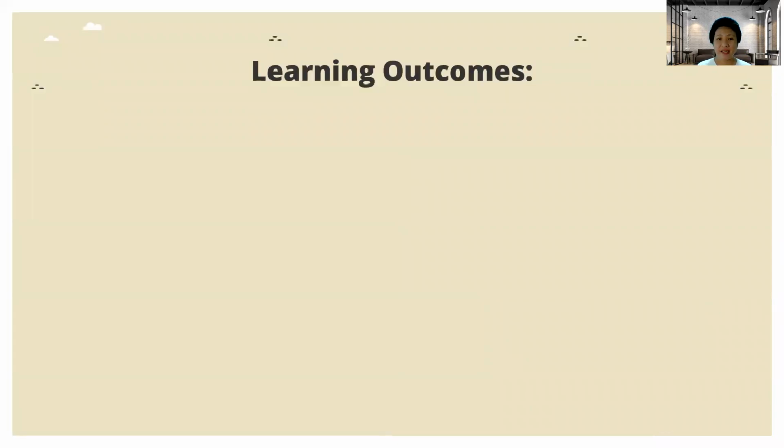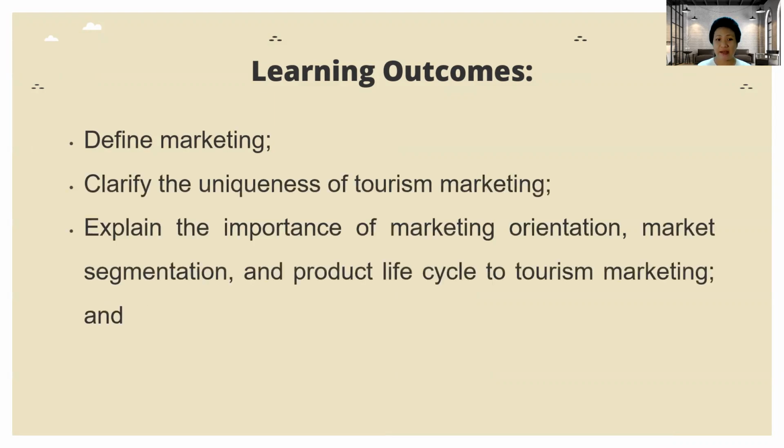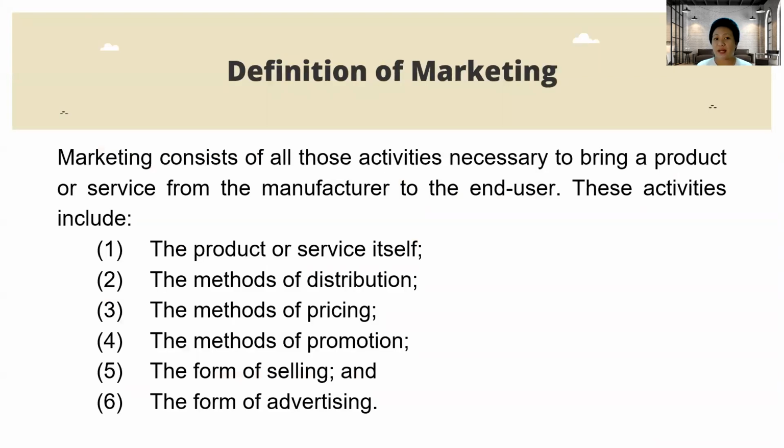At the end of this lesson, you should be able to define marketing, clarify the uniqueness of tourism marketing, explain the importance of marketing orientation, market segmentation, and product life cycle to tourism marketing, and discuss the elements of the strategic marketing process. So first, let us define marketing.